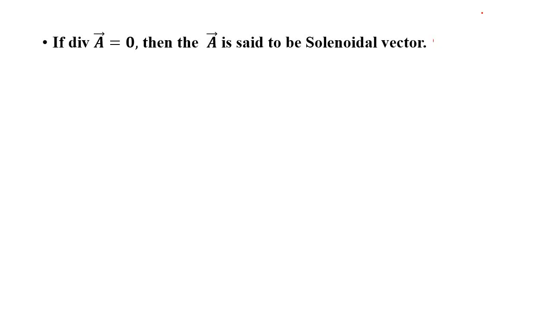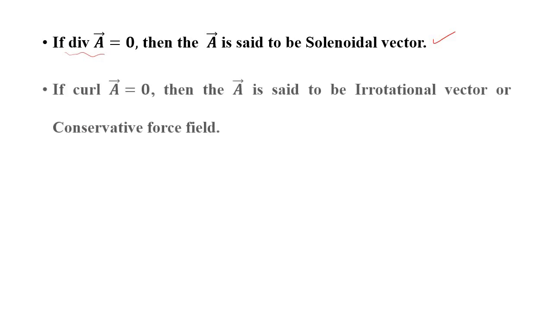Now using this, we are going to define some important results. If the divergence of vector A is 0, then we call the given vector a solenoidal vector. This is one important result. Sometimes we may be asked what a solenoidal vector is; in that case, you need to prove the divergence of the given vector is 0. Another one is the irrotational vector. An irrotational vector is one whose curl is 0. Then we call the given vector an irrotational vector or conservative force field.